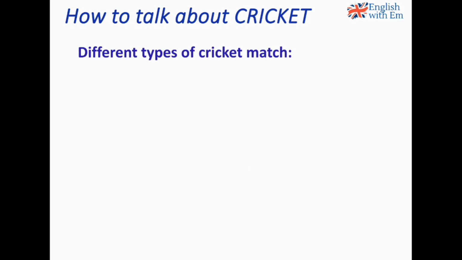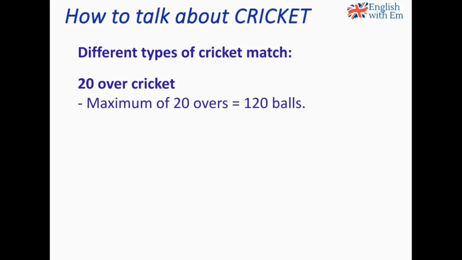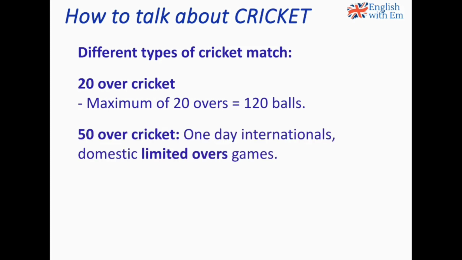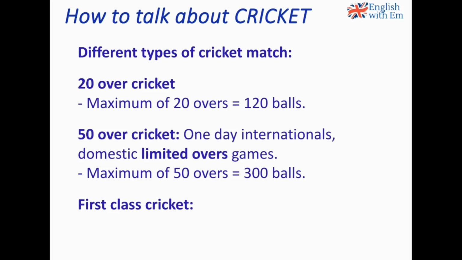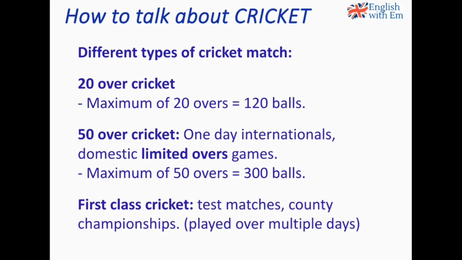Now, there are different types of cricket match. So you have 20 over cricket, which means maximum of 20 overs or 120 balls. Remember that 1 over is 6 deliveries, 6 balls. There's 50 over cricket. One-day internationals, domestic limited overs games fall into this category, and there's a maximum of 50 overs or 300 balls. And then you've got first-class cricket, test matches, county championships, games that are played over multiple days. There's no limit on the number of balls here.